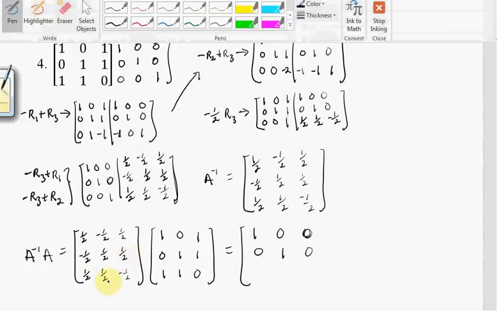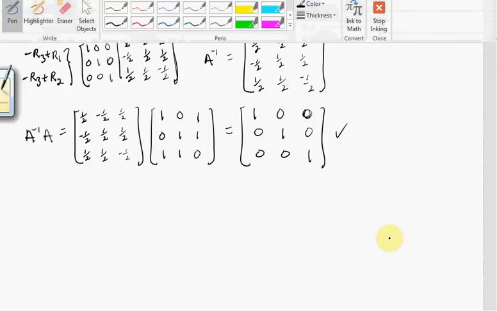Third row, first column, we get 1/2, 0 minus 1/2, 0. Third row, second column, 1/2 minus 1/2, 0. Third row, third column, we get a half plus a half is 1 plus 0 is 1. Yay! Now, you do the last one.